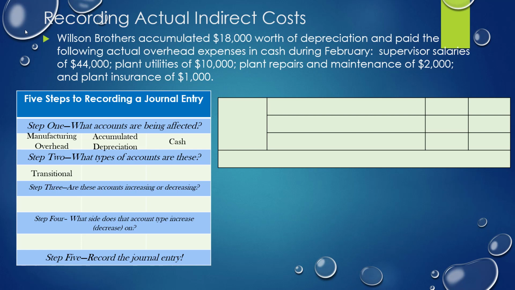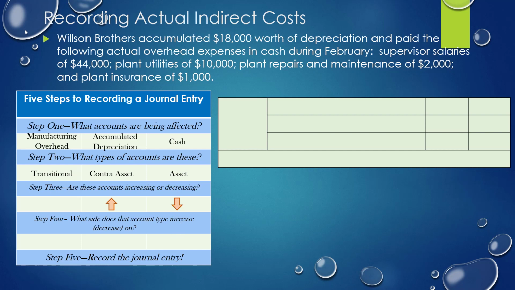Manufacturing overhead, still transitional. Accumulated depreciation is an asset account, but it decreases the value of an asset, the machinery that's being depreciated. It's a contra asset. And cash is an asset. That contra asset account, the total amount of value that our equipment has lost because we've been using it, and our building has lost because it's getting older, is going up. Since we paid all of those expenditures for supervisor salaries, utilities, repairs and maintenance, and insurance in cash, the amount of cash we have has to be going down.